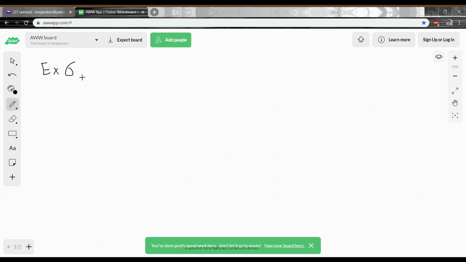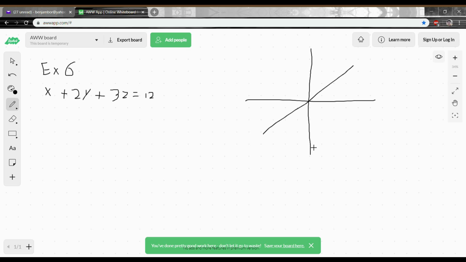So example 6, this is on page 477. We want to sketch the graph of the equation x plus 2y plus 3z is equal to 12 in a three-dimensional coordinate system. So what are we going to do? Well, let's go ahead and draw our coordinate system. We're going to have a y-axis, an x-axis, and a z-axis.